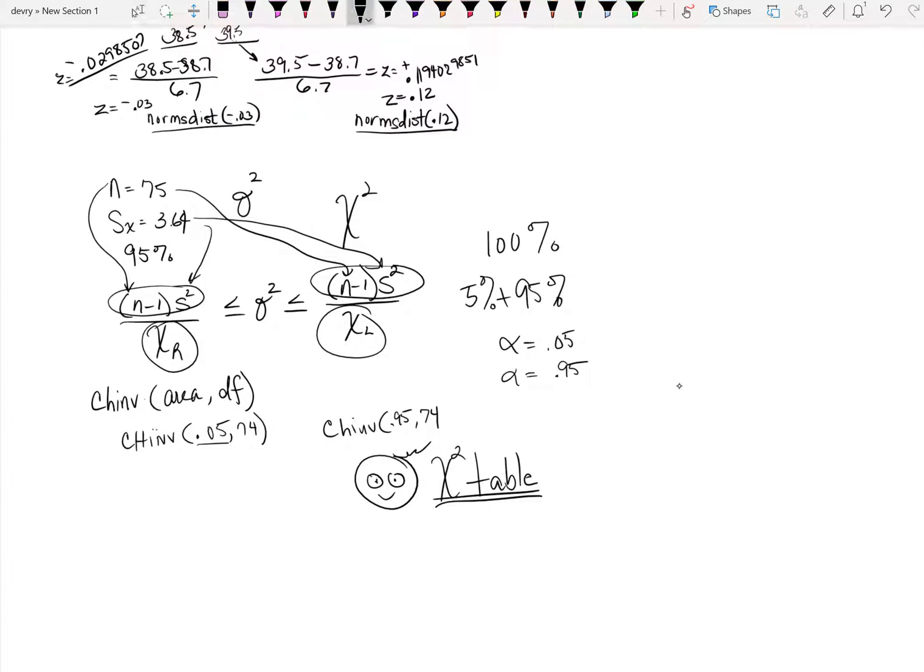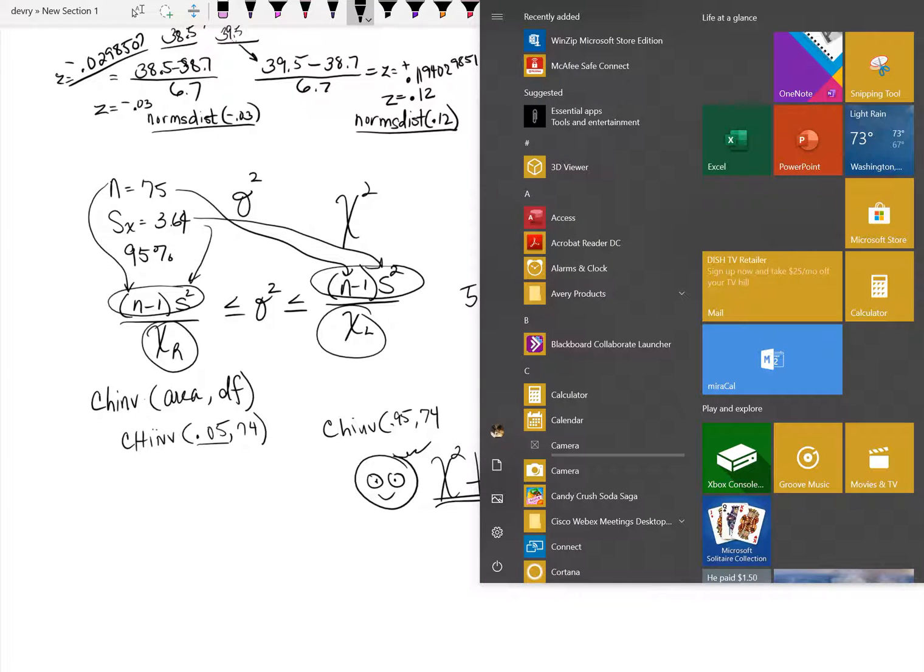Alright, so we plug in our numbers. So you would say in this case 75 minus 1 times 3.64 squared, and this over your found value. So let's go out to Excel and let's play.